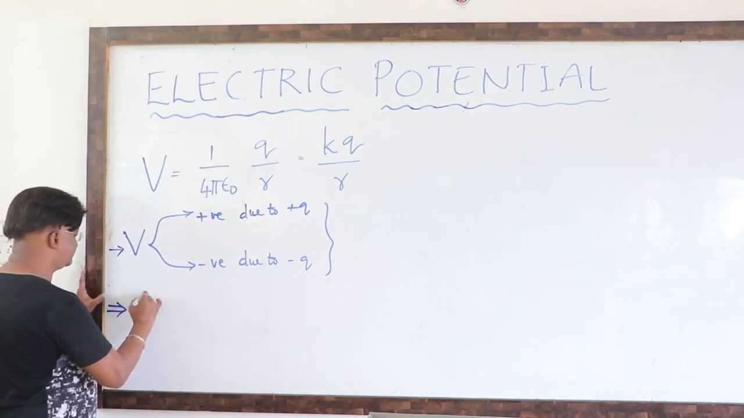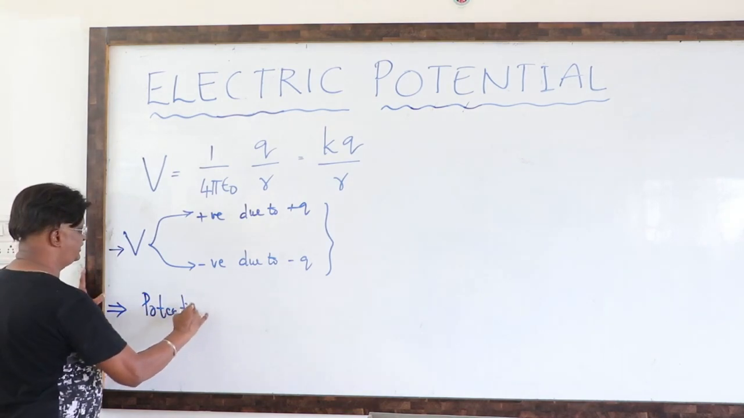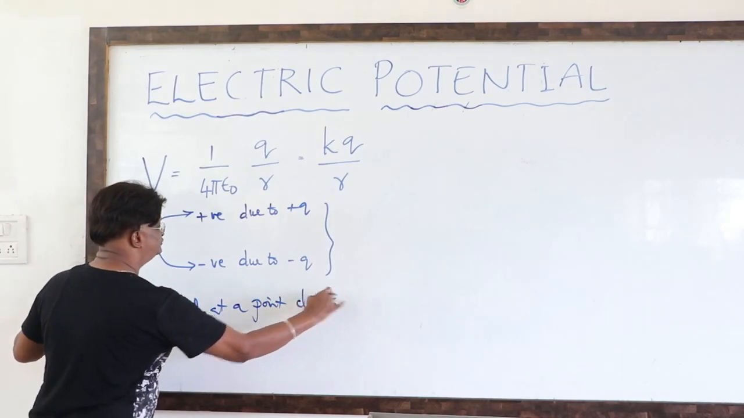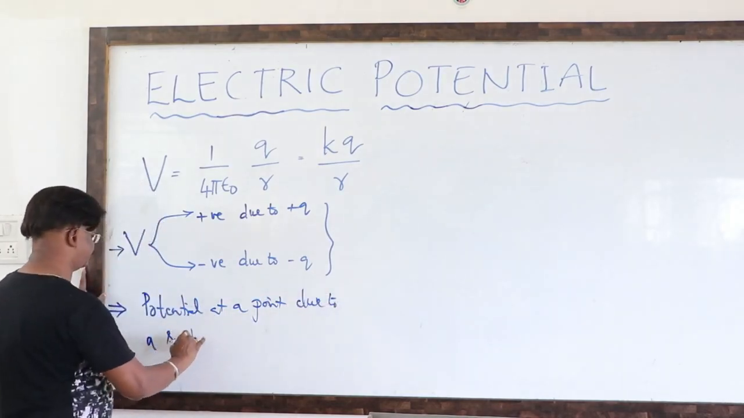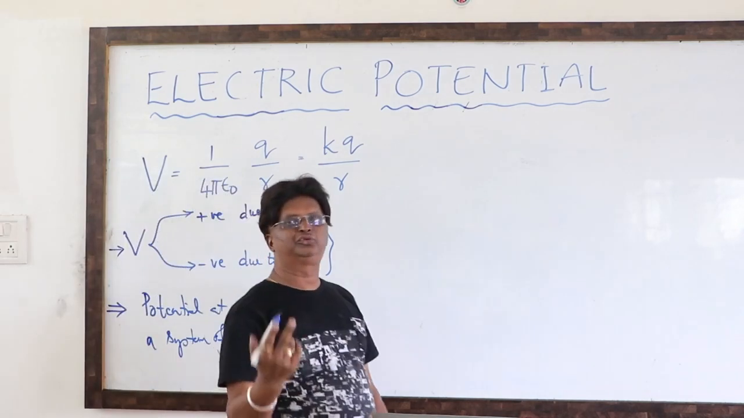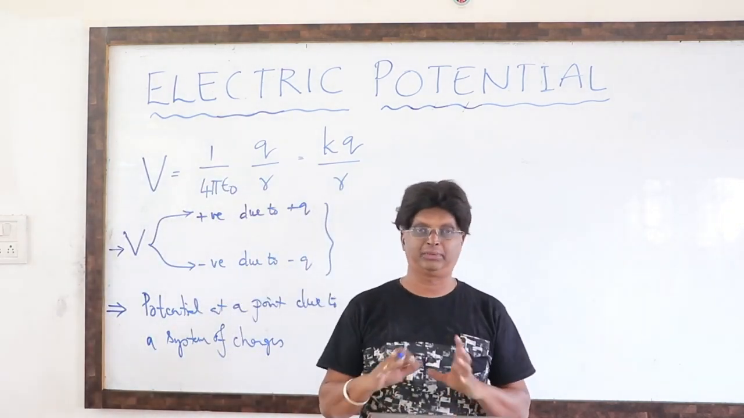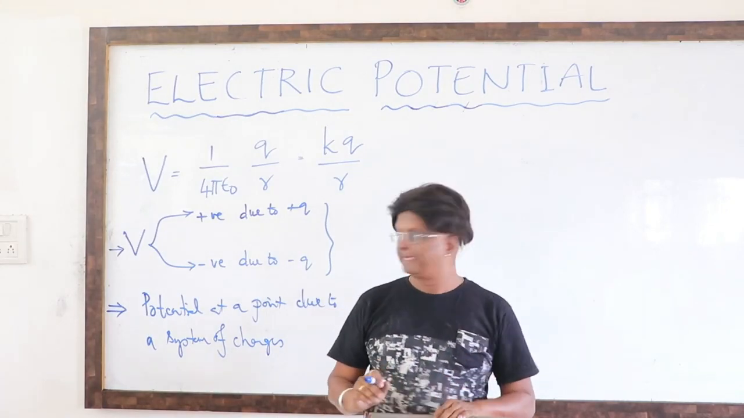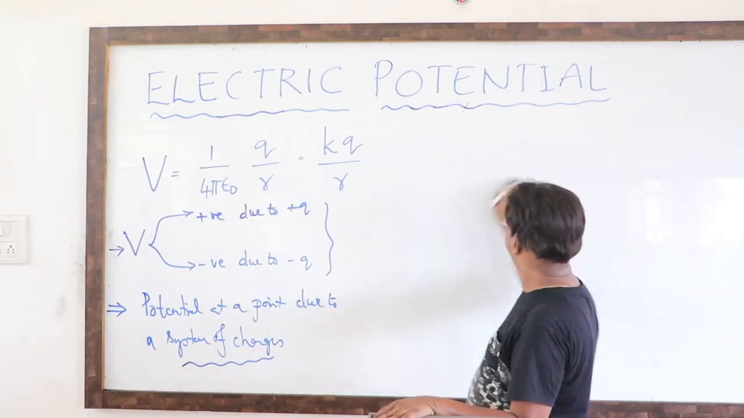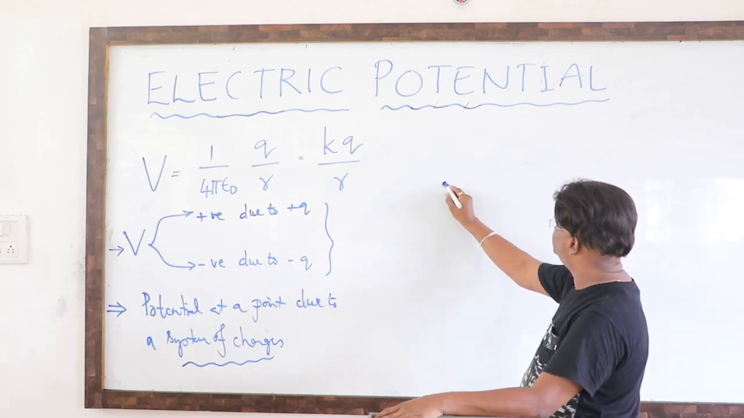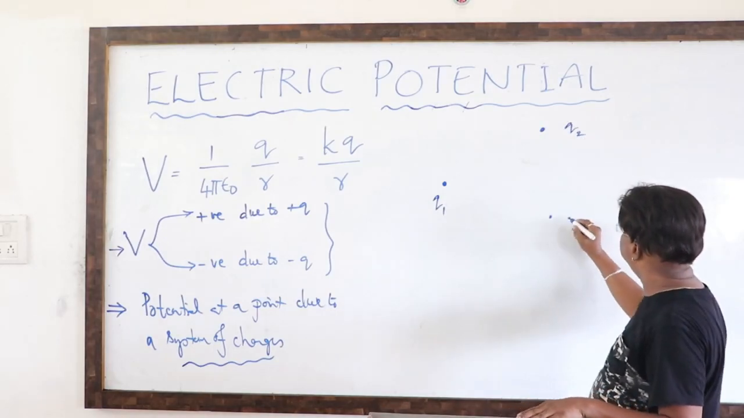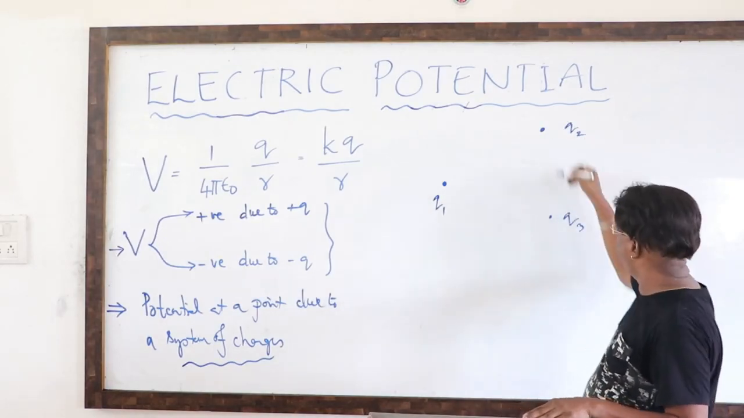If for potential at a point, yes, due to a system of charges. When I said that, it can be the simplest system of 2 charges and then any number of charges, or even a distribution of charges as well. Therefore, potential at a point due to a system of charges is, suppose I show here some charge Q1, another charge Q2, some other charge Q3. These are the 3 charges.